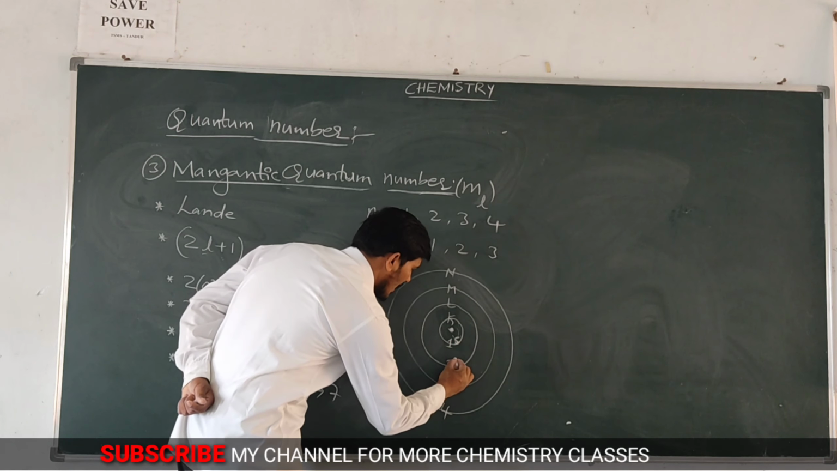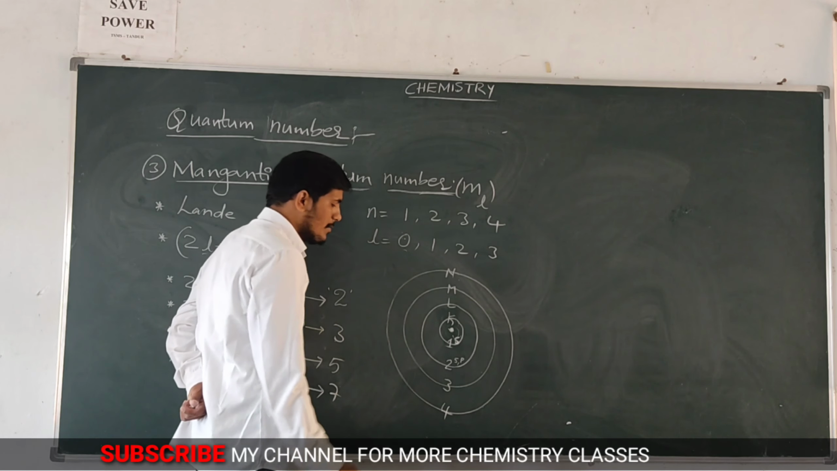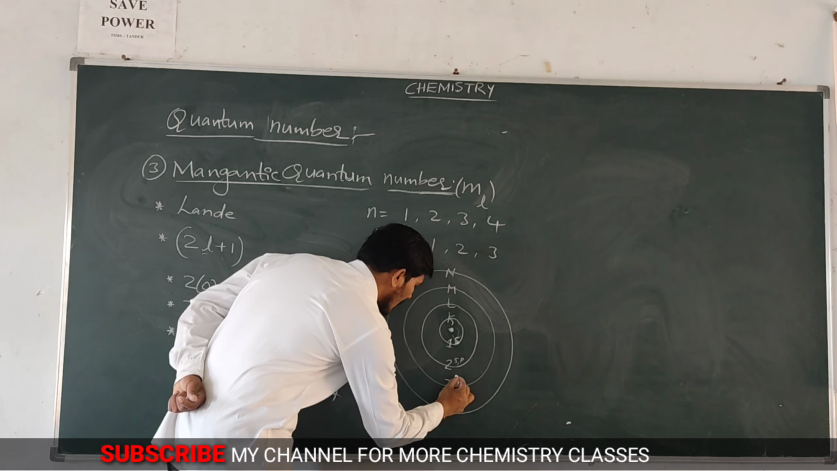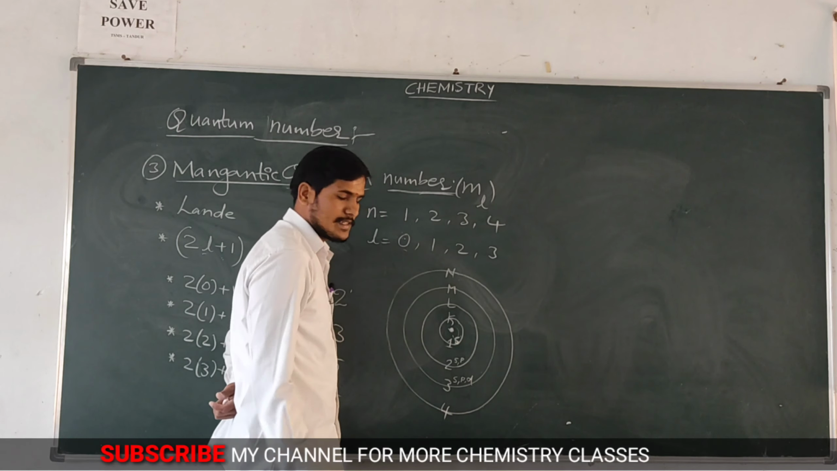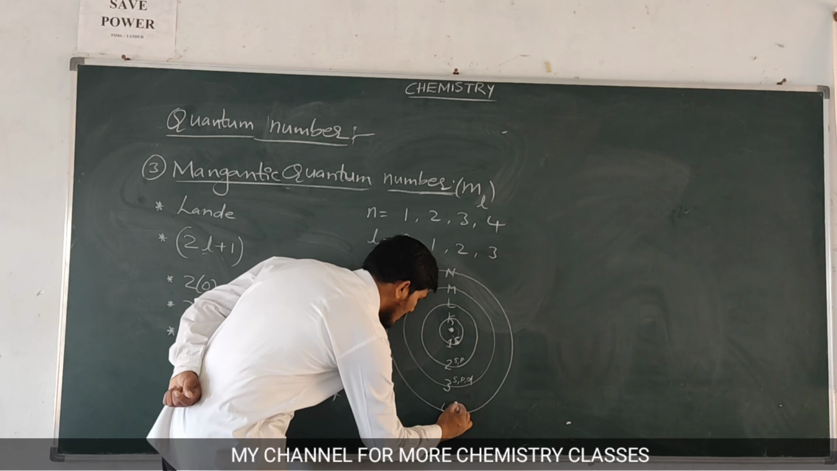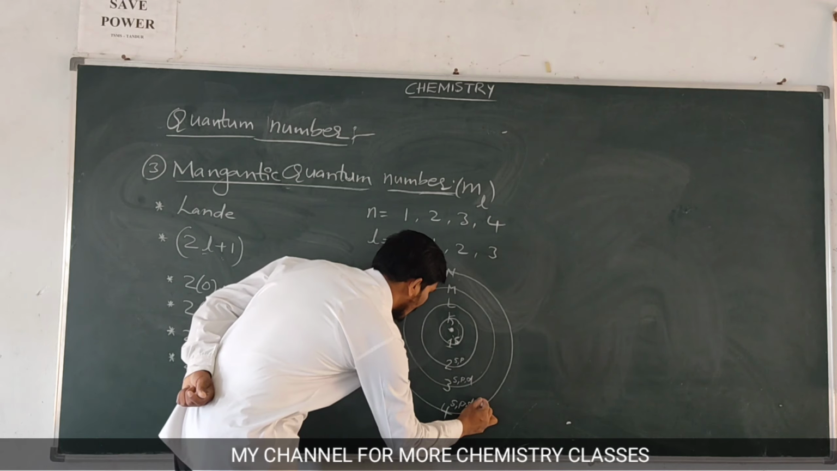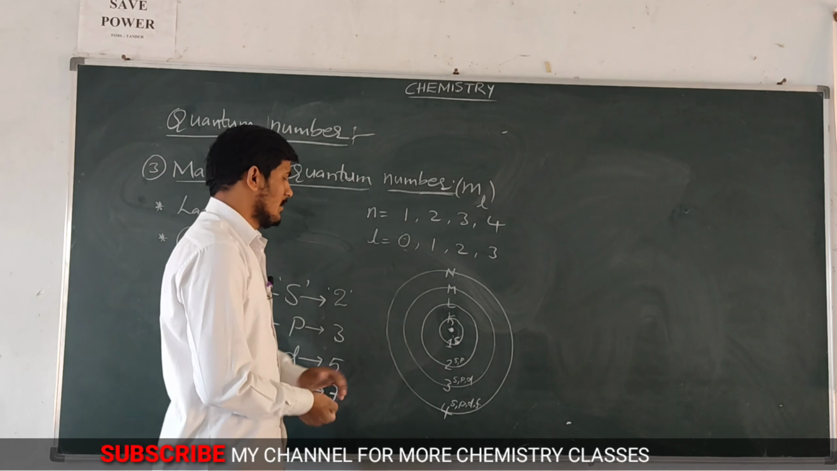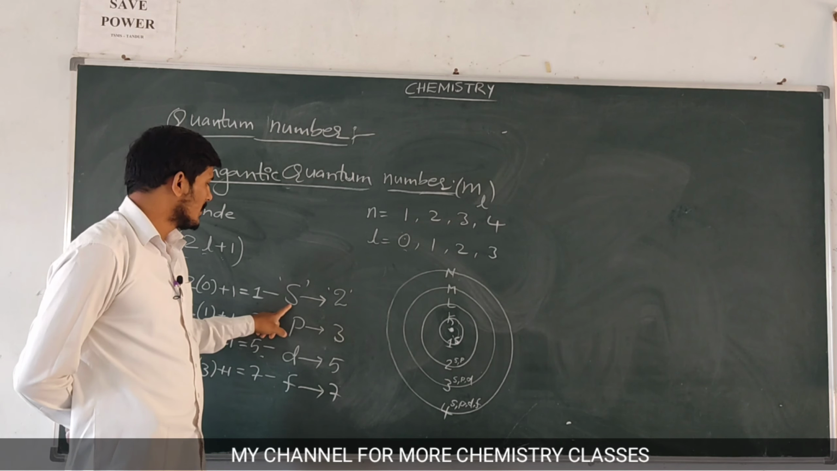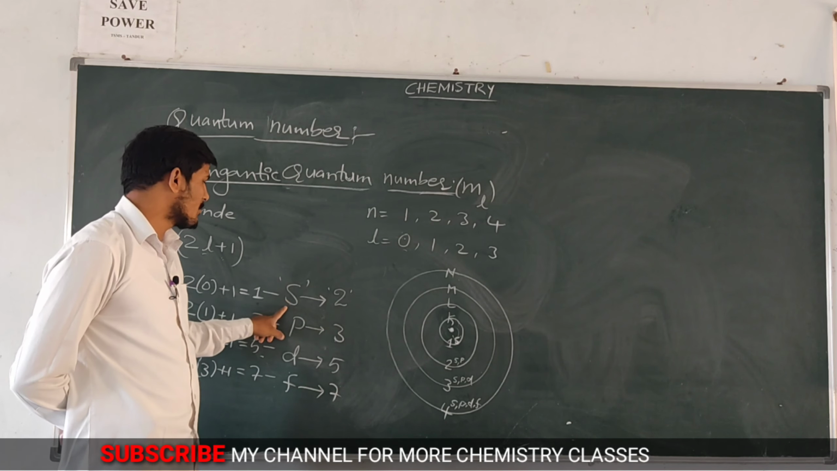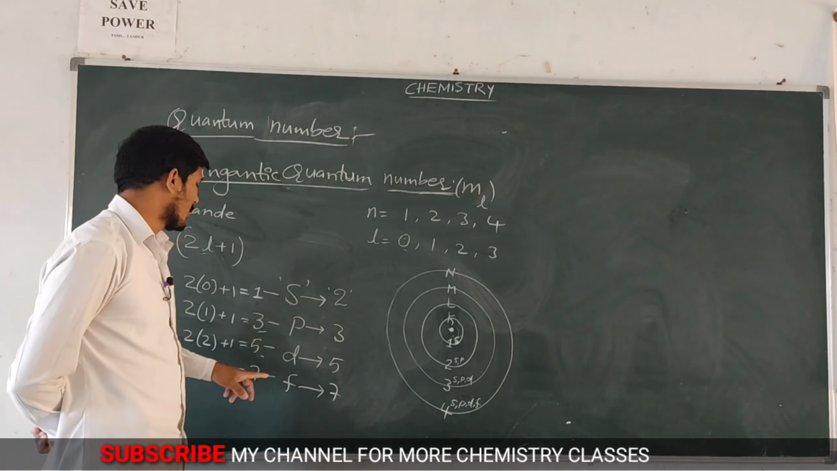The second shell has the S subshell and P subshell. The third shell has S, P, D subshells, three subshells, and the fourth shell has four subshells, that is S, P, D, F. The first shell has only one subshell, the S orbital or S subshell, which will give a maximum of 2 electrons.